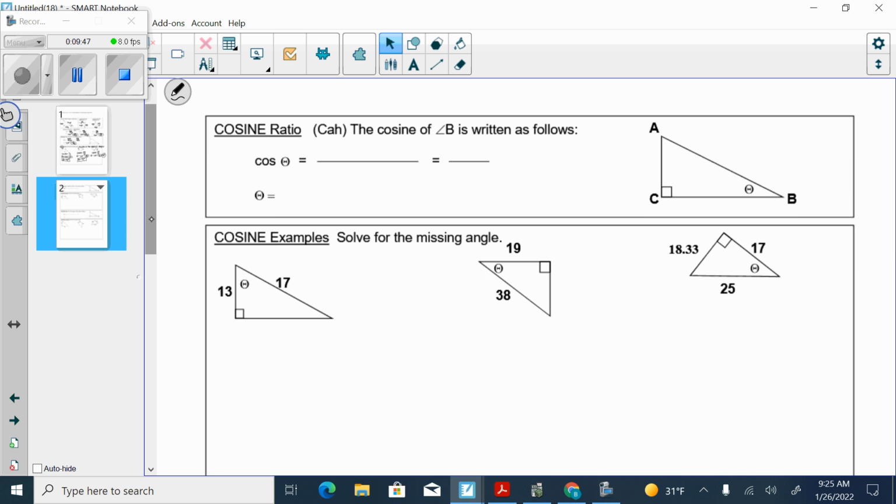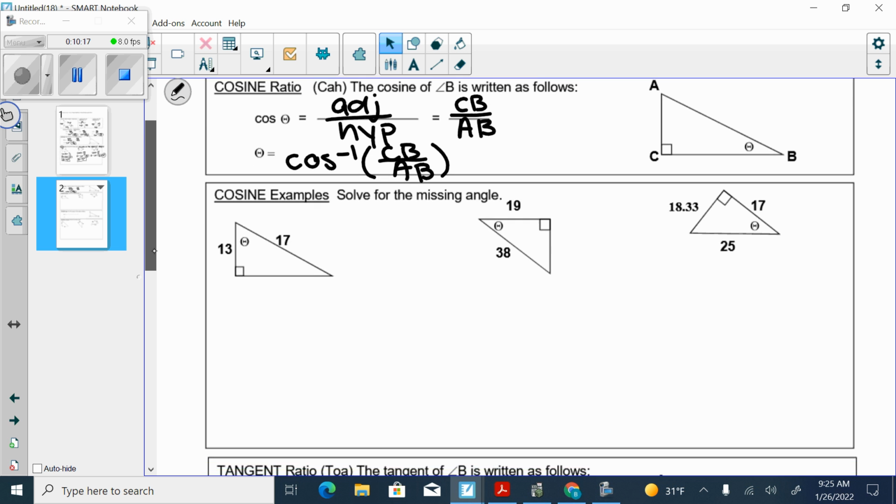Okay, so we know cosine is adjacent over hypotenuse. In this figure, what's adjacent to theta? Good. And hypotenuse? Good. So if I was trying to find theta, I would just take the inverse of that ratio, CB over AB. Okay, so it's going to work the same way on these next problems.